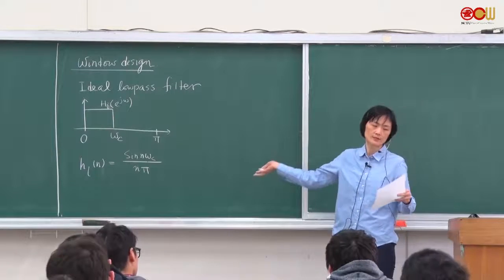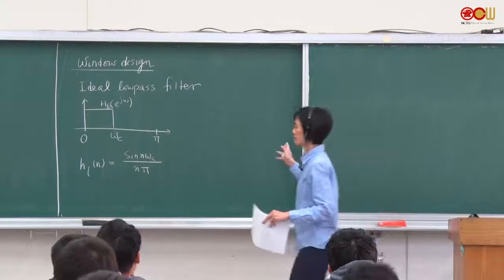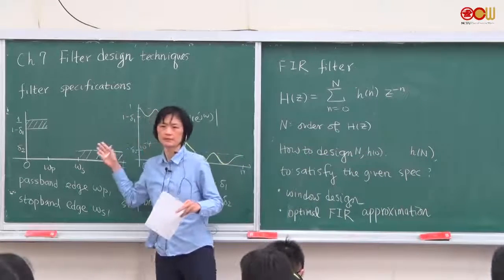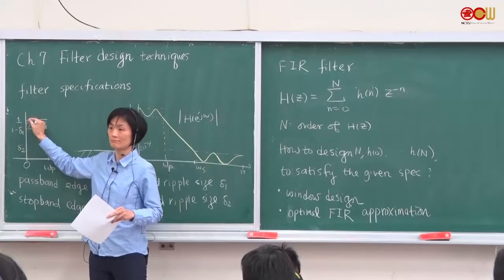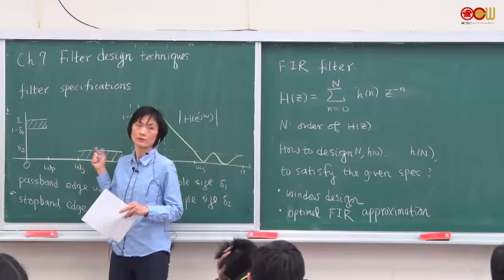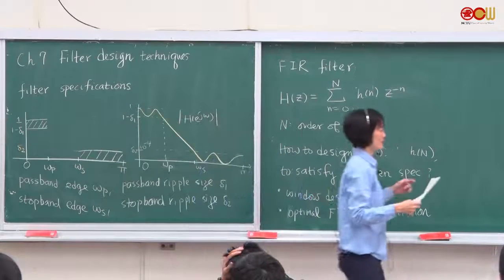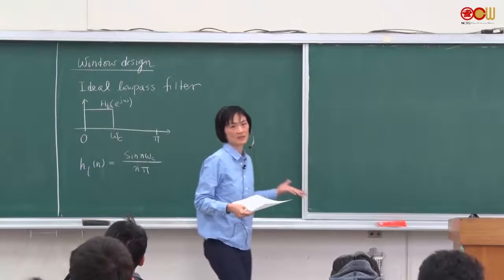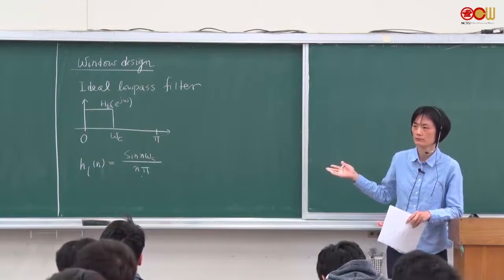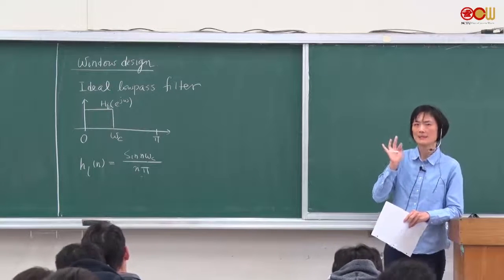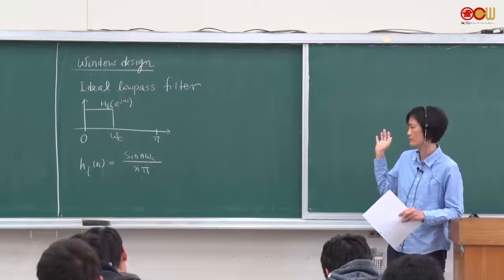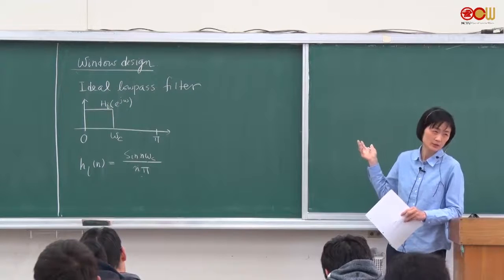Well, if we can just have the ideal low-pass filter, then everything will be fine. There's no filter design problem to talk about, right? And it will satisfy the specification, well, with infinitely small delta 1 and 0 delta 2, right? With the ideal filter. But is there any difficulty implementing such a filter? Why can't we just use the ideal low-pass filter? Then we will satisfy the specification just fine. Is there anything wrong with the ideal low-pass filter so that we cannot use it?